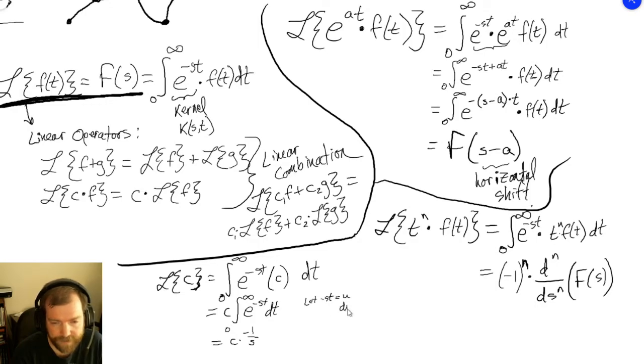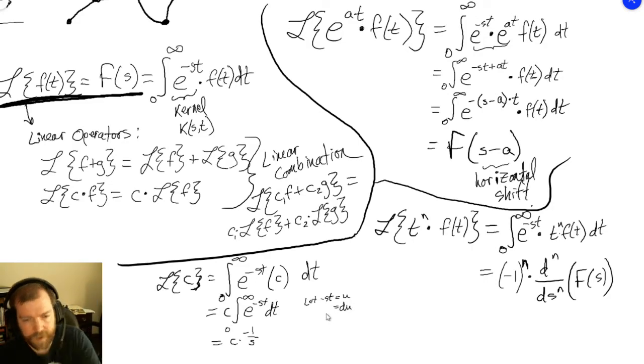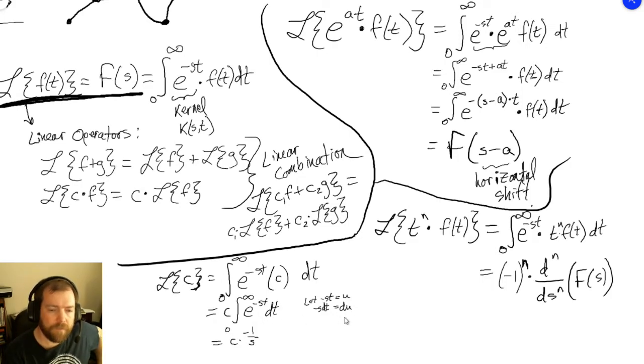du, sorry, equals negative s dt. So here we already have a dt, we don't have a negative s. Do not, under any circumstances, divide the negative s onto both sides and be like, oh, well, here you go, I'm going to do this. No, don't do that. In order to get a du, you need to introduce the terms that you have.